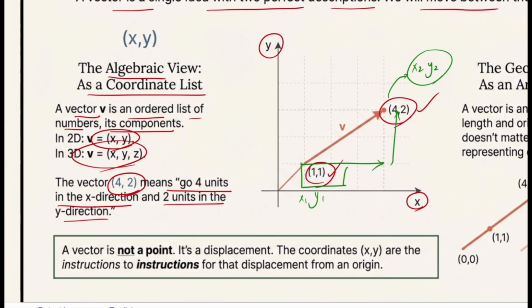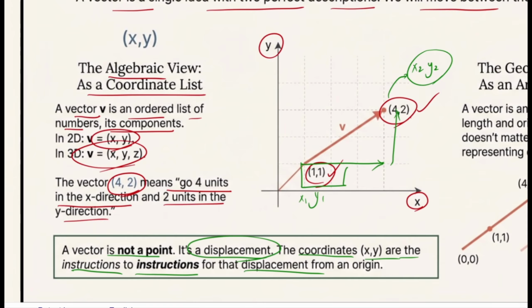Remember, a vector is not a point, unlike the 1 and 1, 2 and 2, or any other pair of numbers that we consider as a point. A vector is not a point. It's a displacement. It means that we are moving from one point to another. So remember that the coordinates of x and y are the instructions for this kind of movement, for that specific displacement. They're not saying that you have a point at 4 and 2.